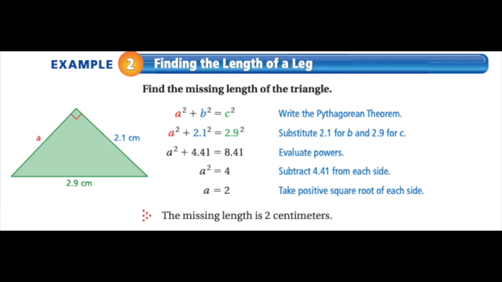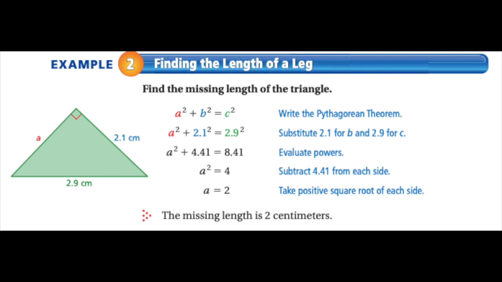At this point, we take a squared plus 4.41 is equal to 8.41. And again, all we're doing there is evaluating the power, simplifying. Now, this next step, we're just solving an equation like we normally would. We have a squared plus 4.41 on one side of that equation. So the problem is the addition of 4.41. So we have to subtract 4.41 from both sides of that equation.